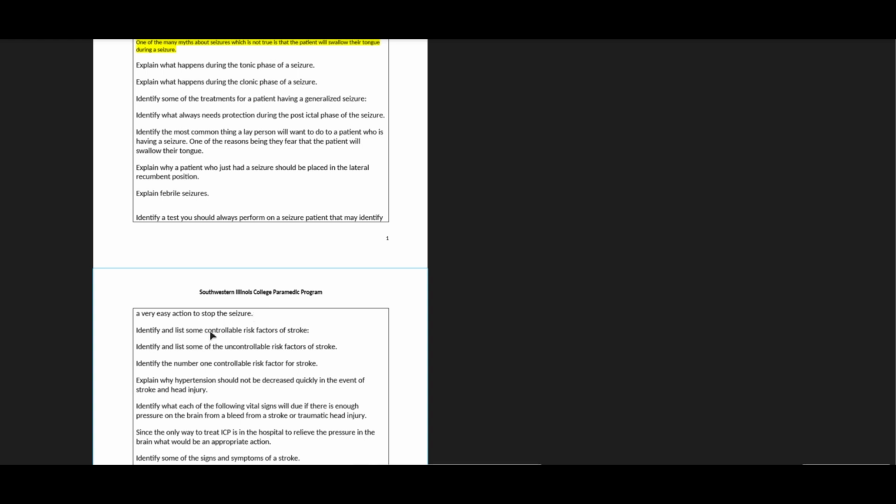Identify and list some controllable risk factors for stroke. So controllable risk factors are going to be smoking, alcohol intake, lifestyle, stuff like that, and uncontrolled blood pressure. Identify and list some uncontrollable risk factors for stroke. That's going to be genetic predisposition, disability, stuff like that.